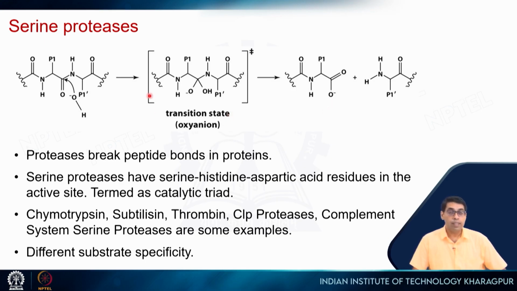So proteases speed up this reaction, and there is a class of proteases which are called serine proteases. There are also metal proteases, but I am going to discuss only serine proteases. And serine proteases have in their active site a set of 3 residues: serine, histidine and aspartic acid. And we will see that serine is the one which actually takes part in the reaction. So these are called serine proteases. But these 3 are very important, and together they are called a catalytic triad.